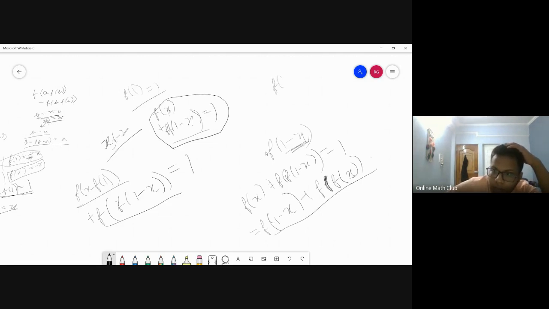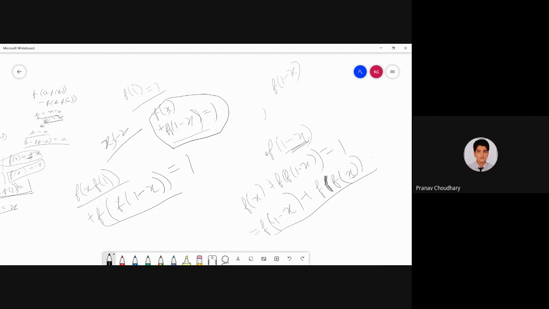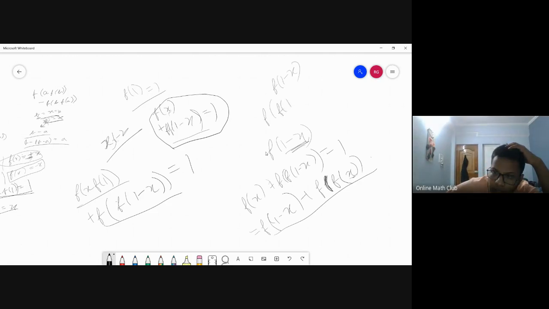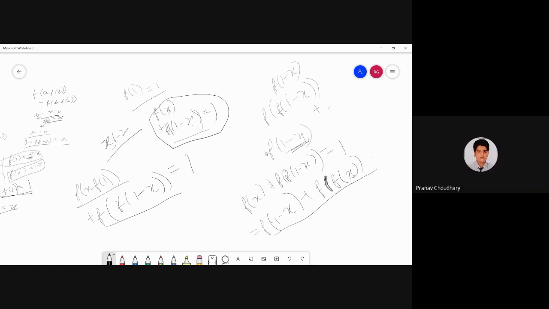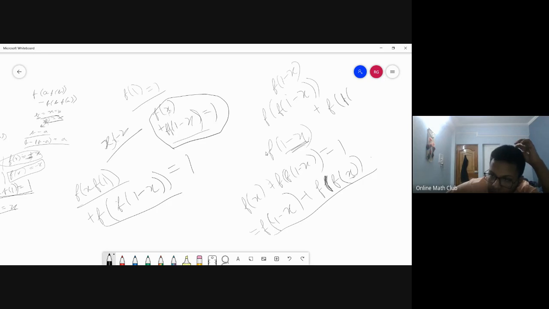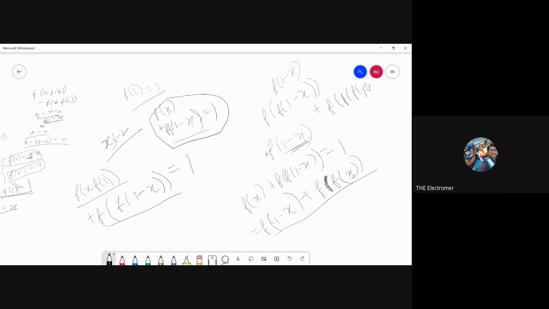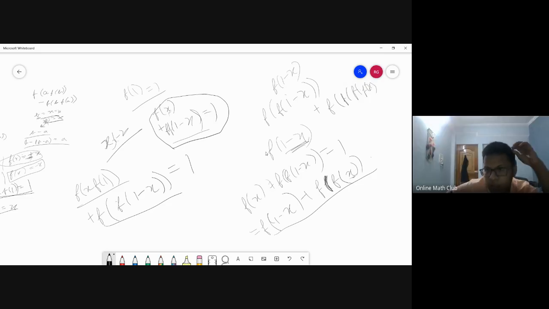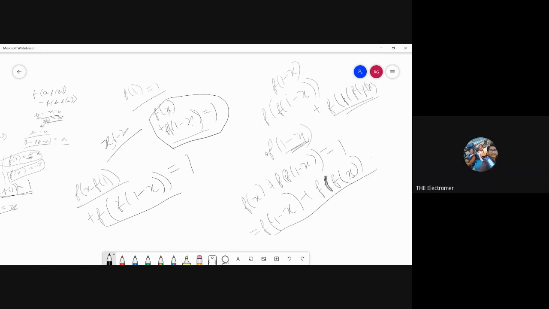You plugged in f of 1 minus x, so that gives you f of 1 minus x plus f3 of x. f of 1 minus f of 1 minus x, which is f of x, I think. Yes. 1 minus... yeah, so f4 of x, no? It's f3. I believe f4.